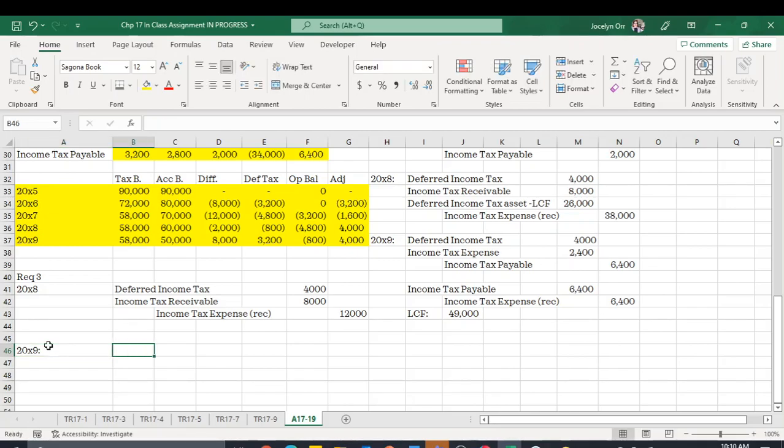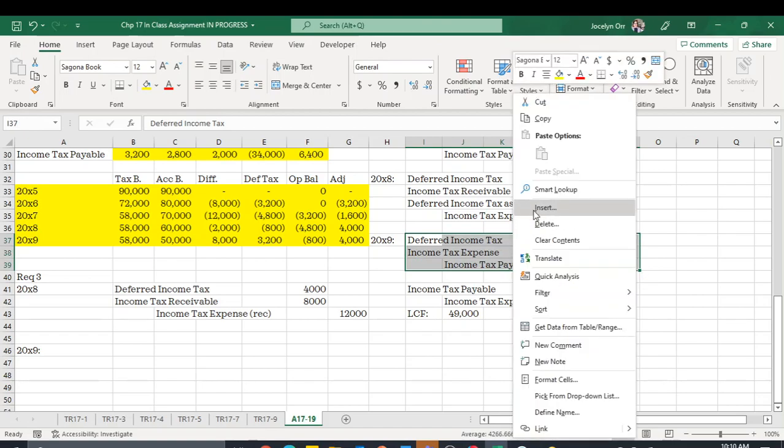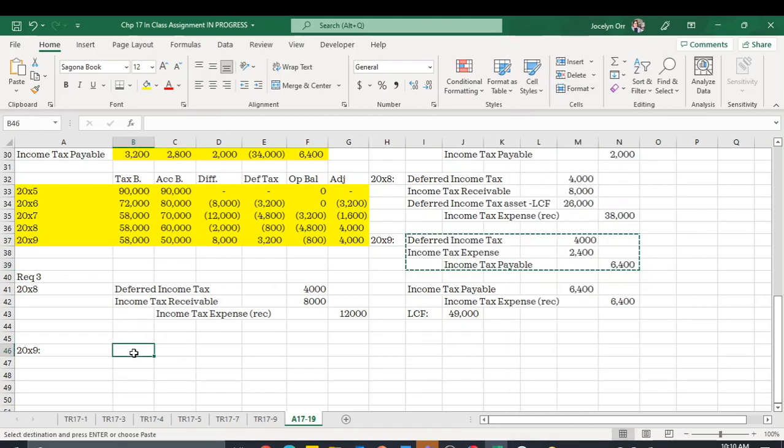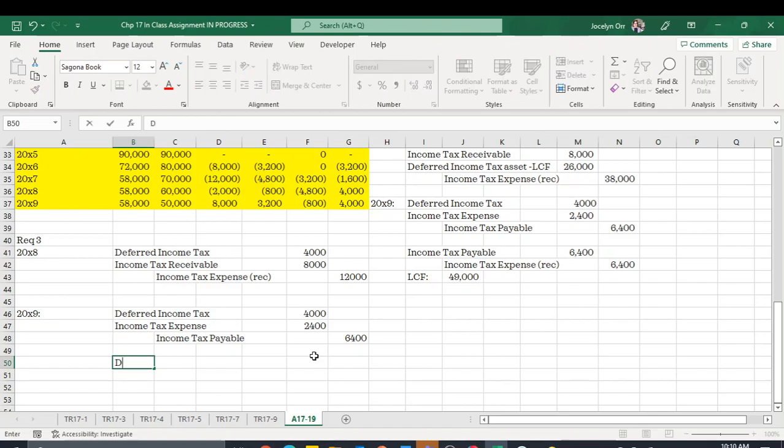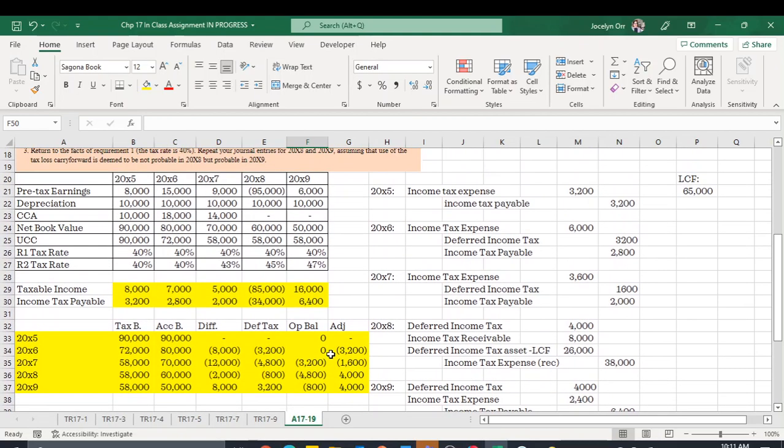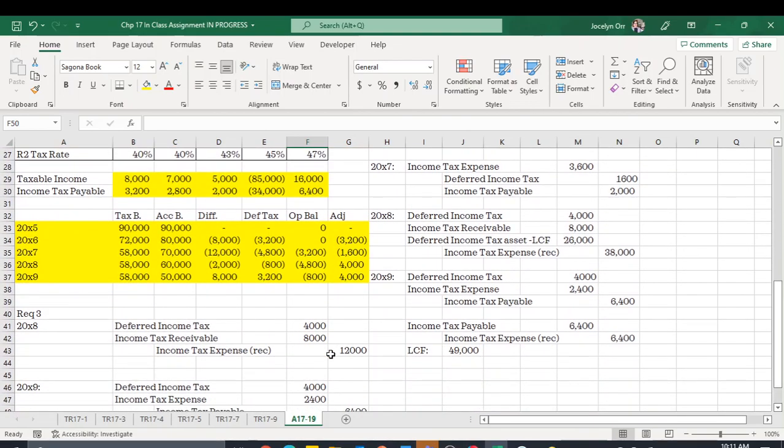But in 20X9, we do deem it to be probable. So the first part of our journal entry is going to look the same, right? Because we didn't do anything with our deferred tax at that point. That all stays the same. What is going to change is the second part of my entry. Okay, I'm now going to record my deferred income tax asset. And we need to look at what this is going to be recorded at. This is our loss carry forward.